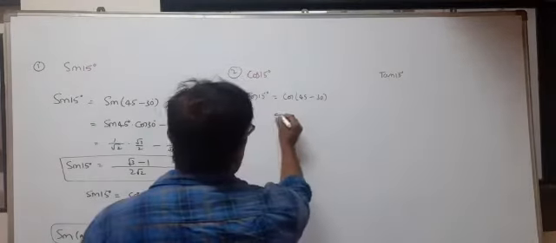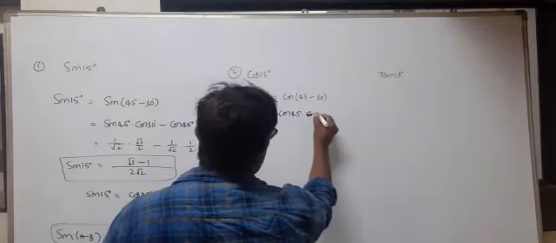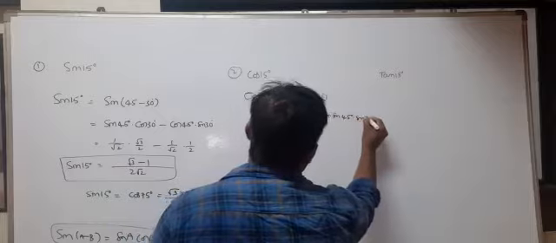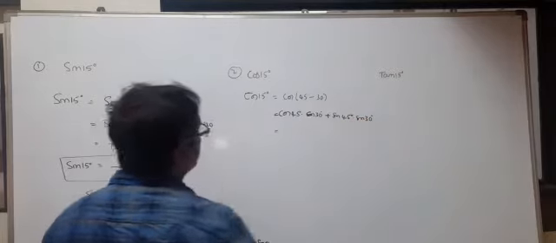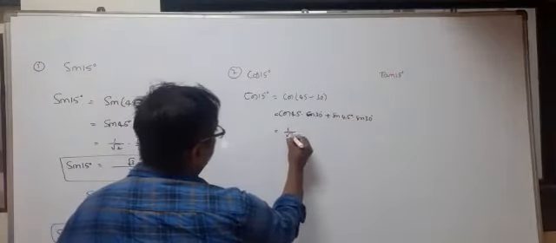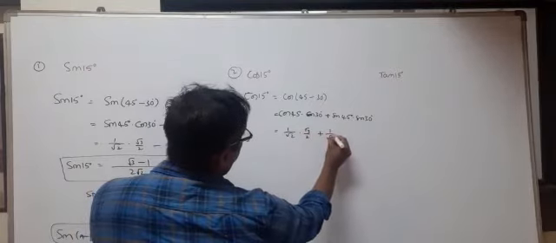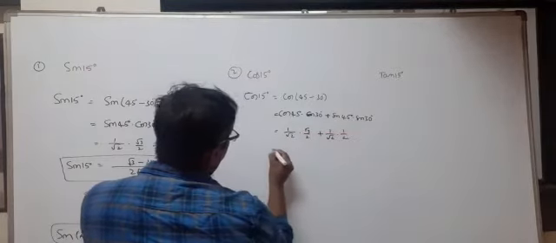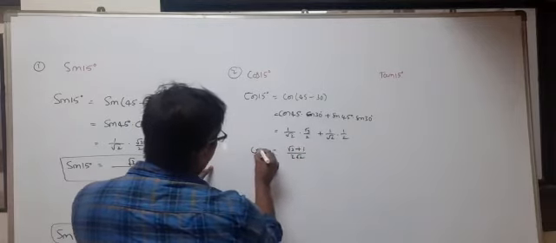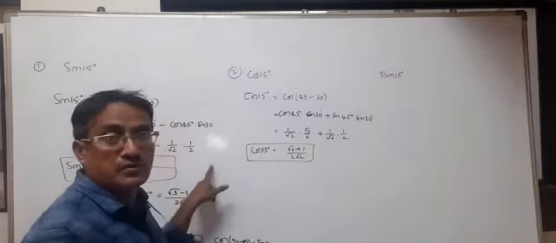So you have to write cos 45 into cos 30 plus sin 45 into sin 30. Cos A cos B plus sin A sin B. Now cos 45 is 1 by root 2 into root 3 by 2 plus 1 by root 2 into 1 by 2. So it will be root 3 plus 1 by 2 root 2. So cos 15 degrees is root 3 plus 1 by 2 root 2.